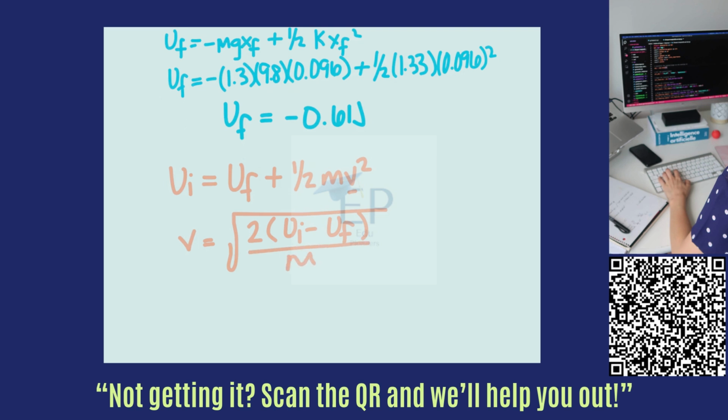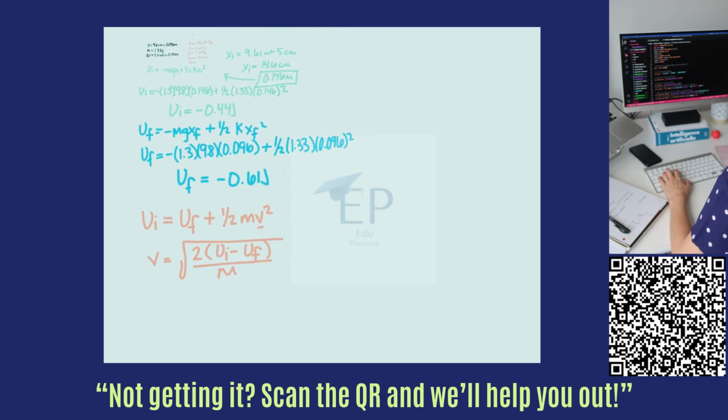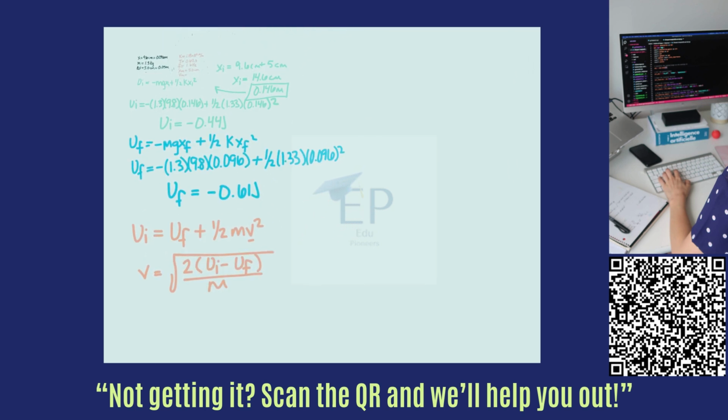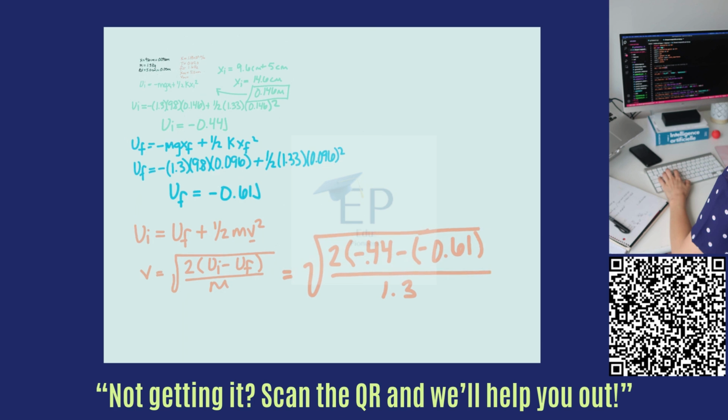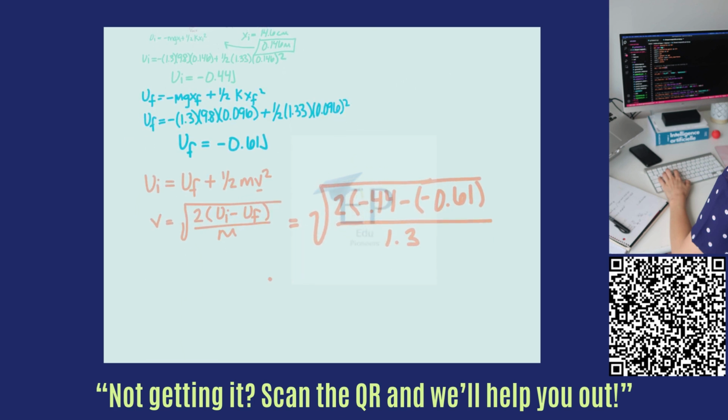divided by m. And substituting in our values, we're going to have the square root of 2 times negative 0.44 joules minus negative 0.61 joules, divided by 1.3 kilograms, and that is going to give us a final velocity of 0.51 meters per second.